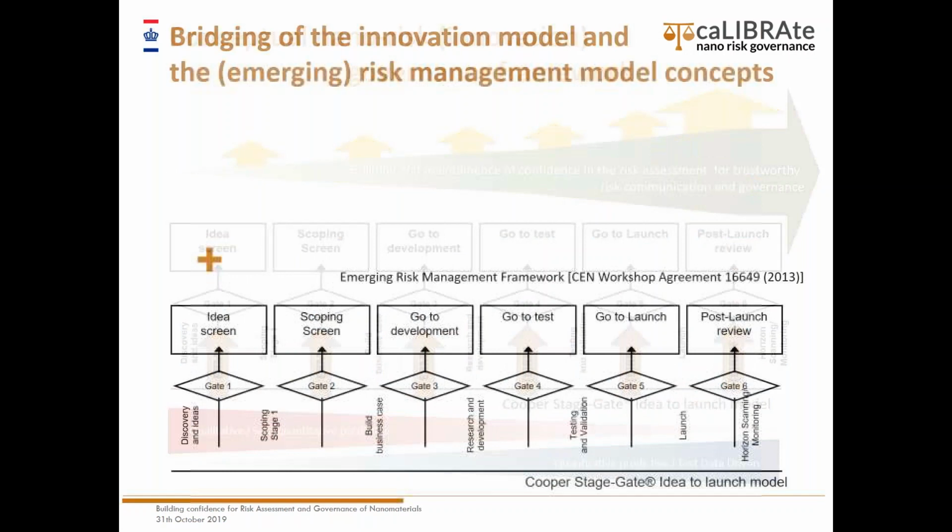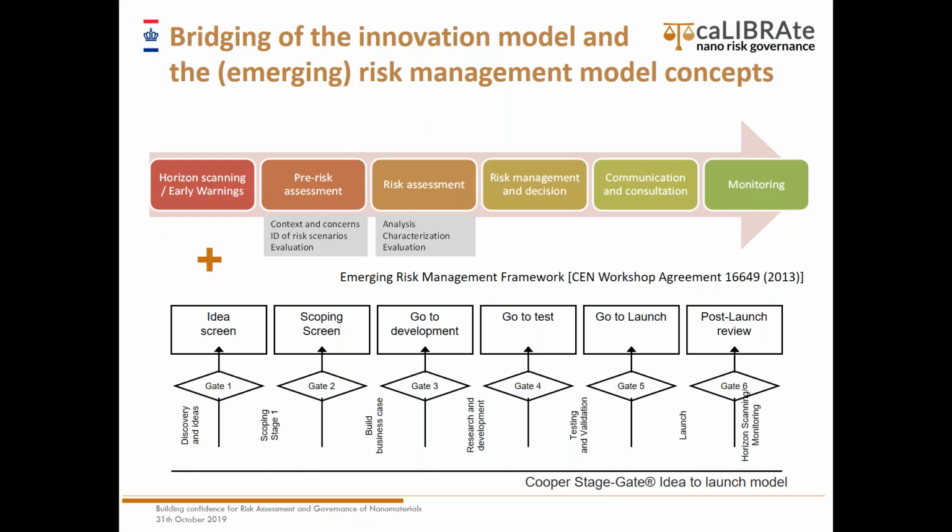So what do we mean by bridging the innovation model and the emerging risk management model concepts? Well, on the top line, you see the basic structure of an emerging risk management framework according to the CEN workshop agreement in 2013. So basically it consists of horizon scanning, early warning, pre-risk assessment with context concerns, identification of risk scenarios and evaluation. And then at a high information level, you can do an actual risk analysis, risk characterization and evaluation, and then proceed towards risk management decision, communication and consultation, and then finally monitoring.